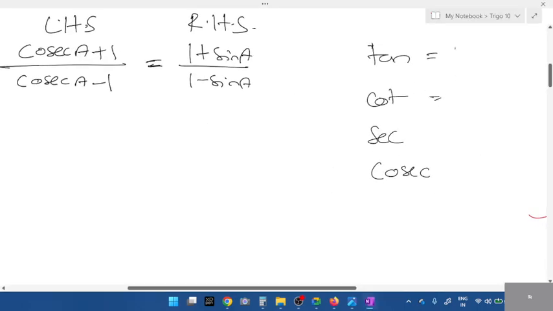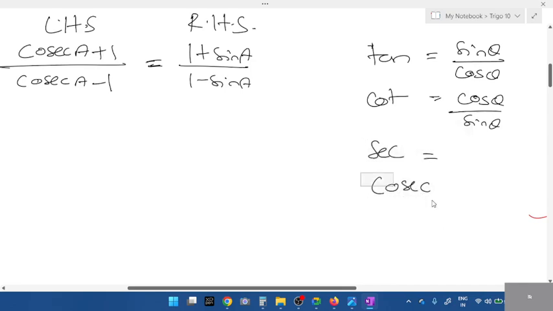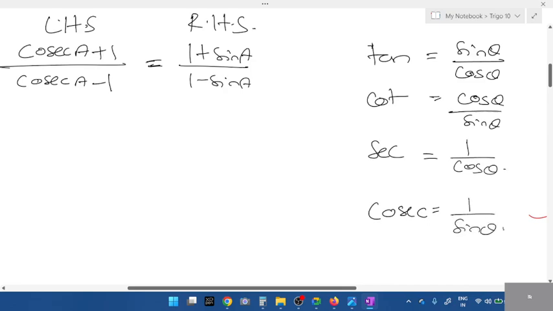Okay, what is the formula, students? Tan is equal to sine by cos. Cot is equal to cos by sine. How do you convert sec? What is the reciprocal of sec? All of you will answer. How do you convert into cos? 1 by cos theta. And what is cosec? 1 by sin theta. So the first rule is you can take left hand side or right hand side, anything is fine. The second thing, whenever tan, cot, sec, cosec is given, always try to convert in terms of sine and cos, students. Sine, cos.